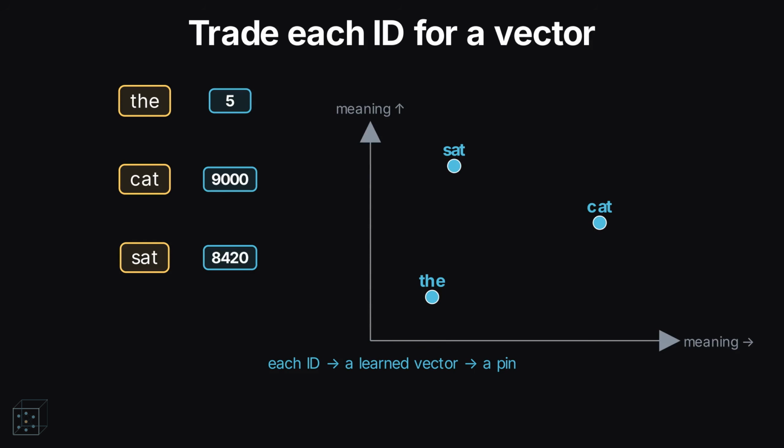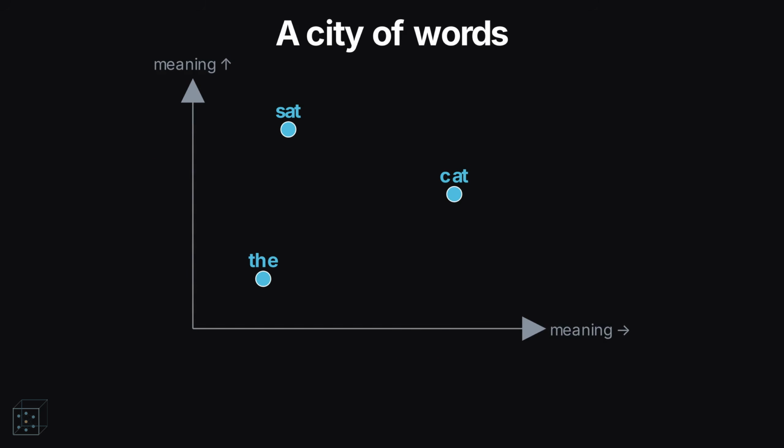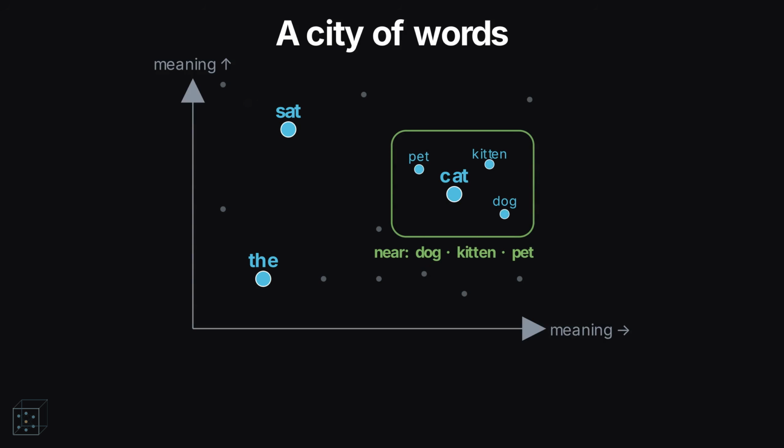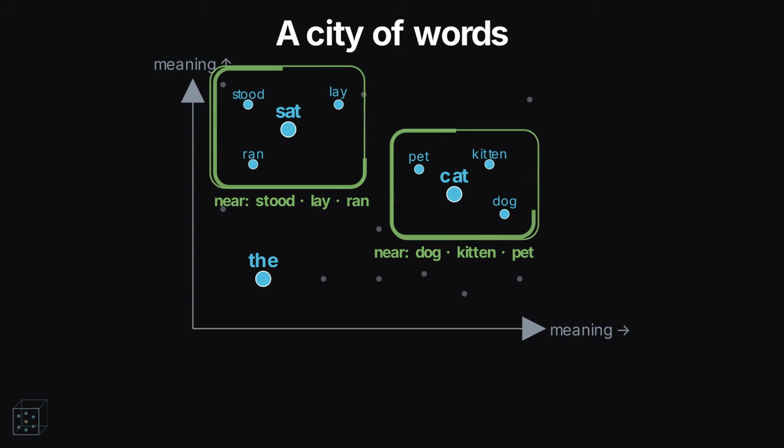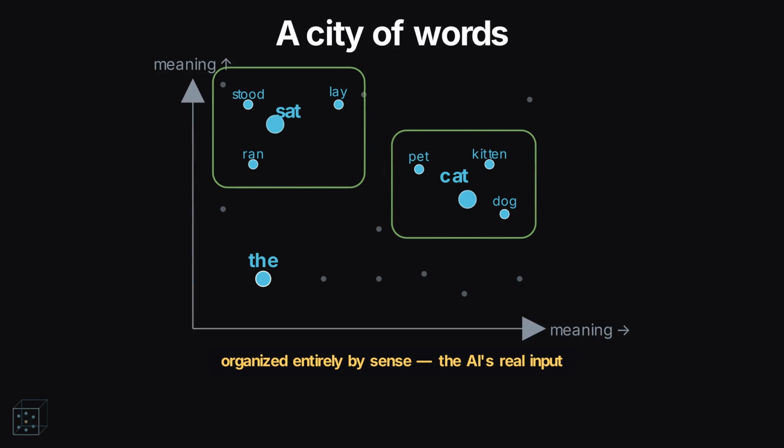And step back to see the whole map. Cat lands in a quiet neighborhood with dog, kitten, and pet. Sat sits among stood, lay, ran. Similar meanings, similar places, a city of words, organized entirely by sense. That's the input every chatbot actually begins with.